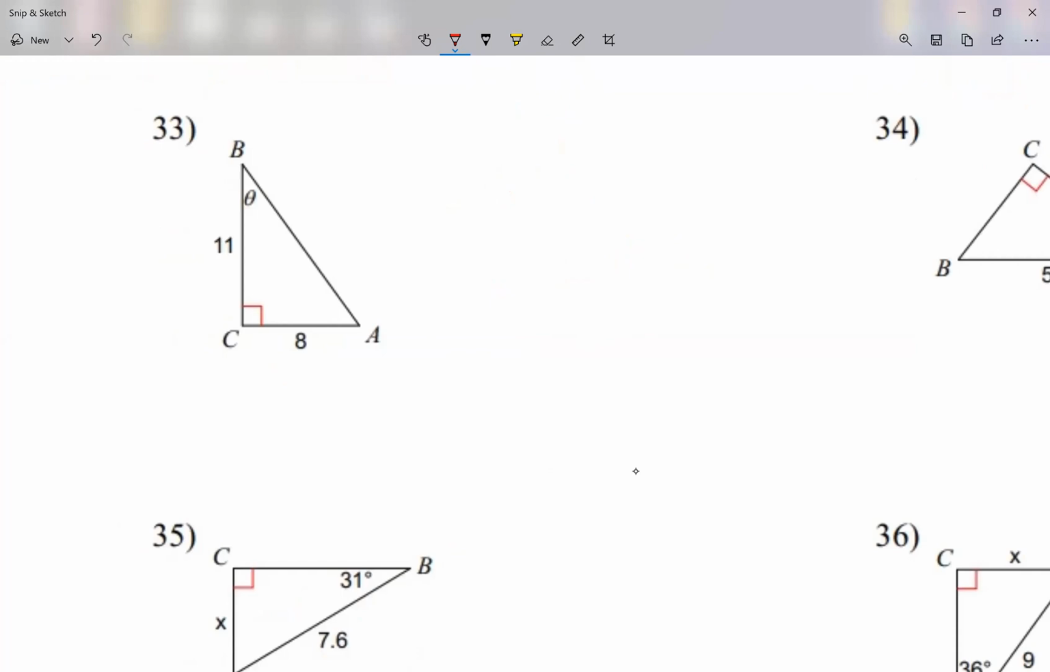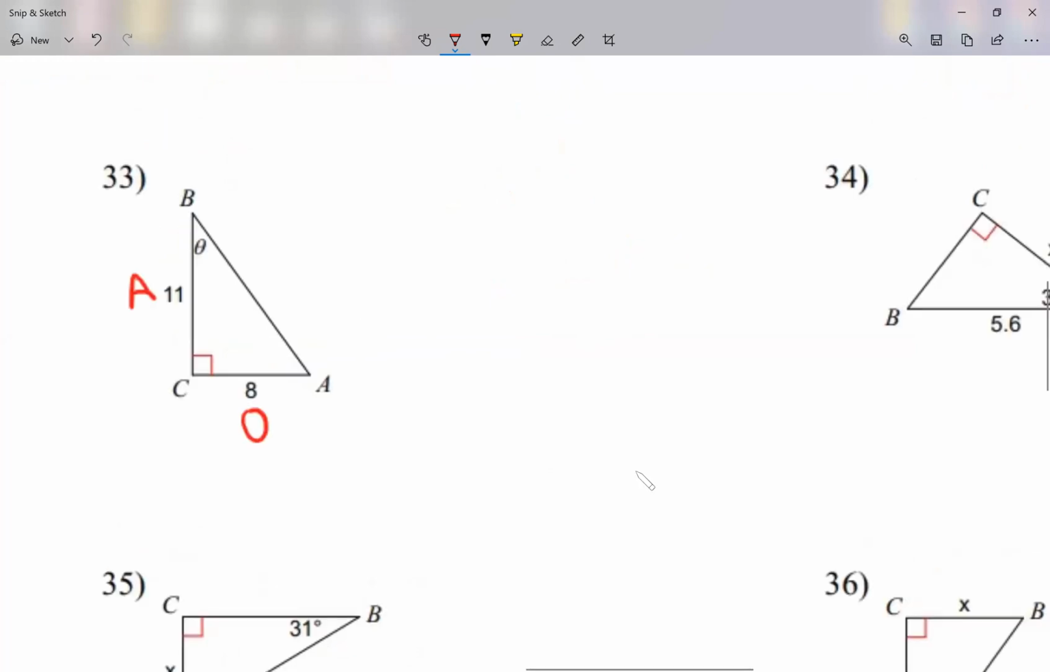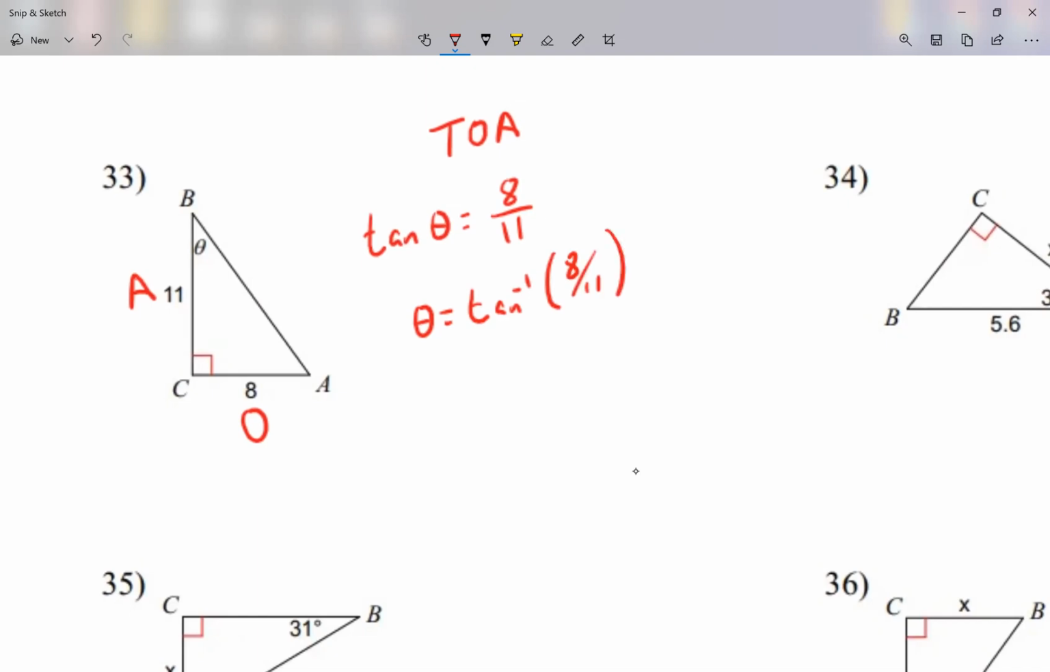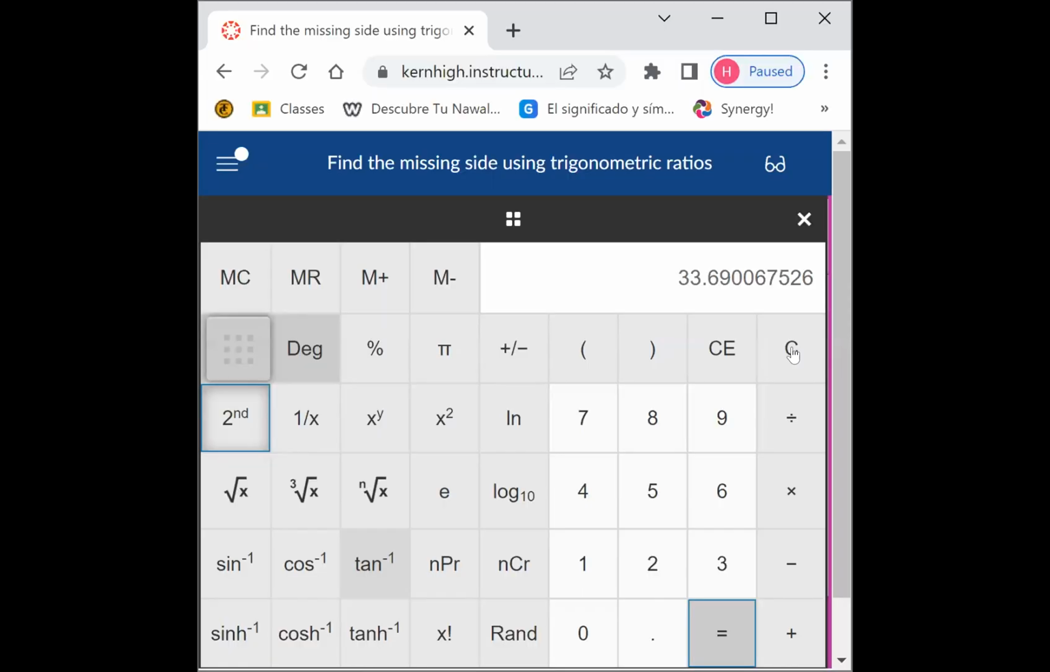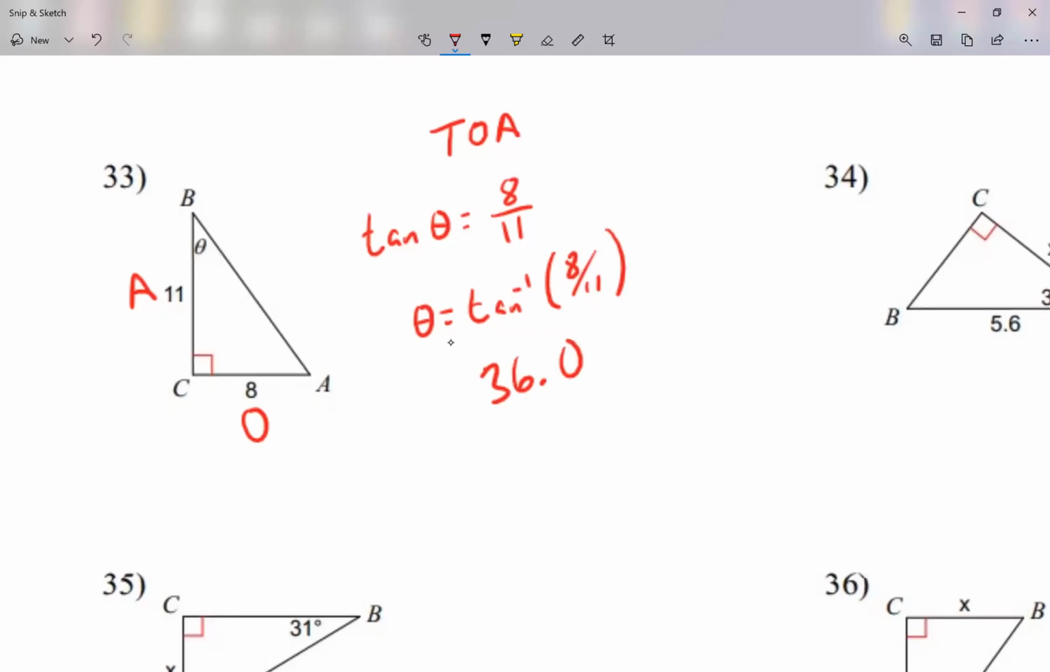Now here for number 33, I have the opposite and the adjacent. I don't have the hypotenuse again. So again, I'm going to use the acronym TOA, which means tangent of theta is equal to 8 over 11, which means that theta is tangent inverse of 8 over 11. Okay, let me grab my calculator. Tangent inverse of 8 over 11 equals 36.02. So that's just gonna round to 36.0. Now the 0.0 is optional. So if you guys type in 36.0 or just 36, same thing.